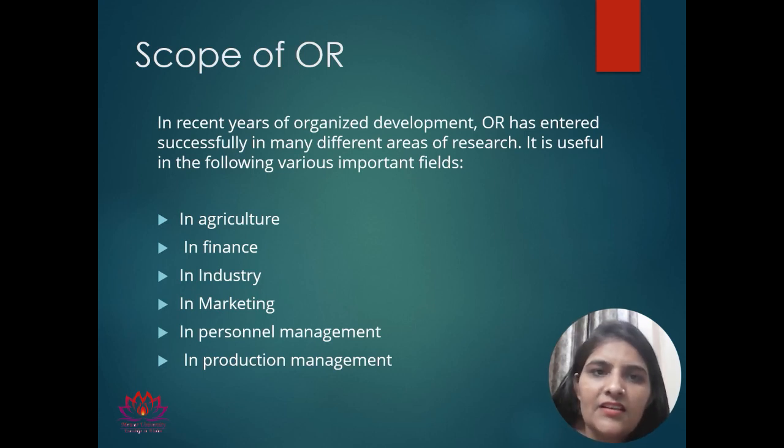Next, we will study the scope of operations research. What is its scope? In recent years of organized development, it has entered successfully into many different areas. It is useful in various important fields like agriculture, finance, industry, marketing, personnel management, and production management.